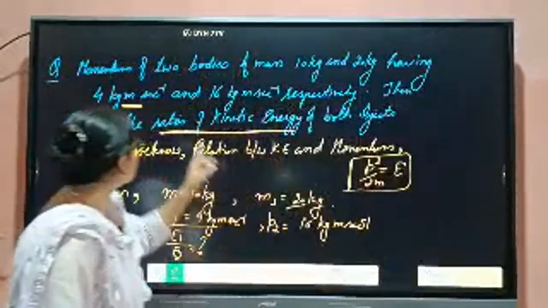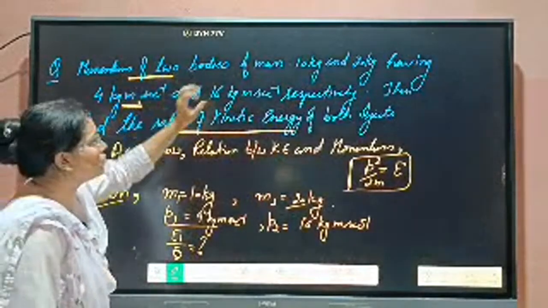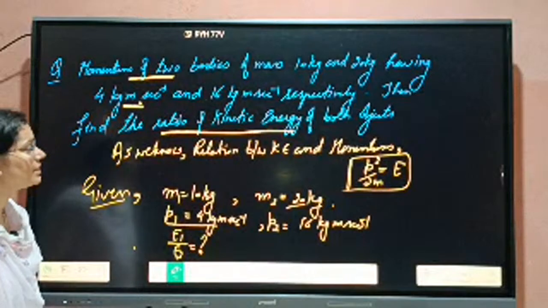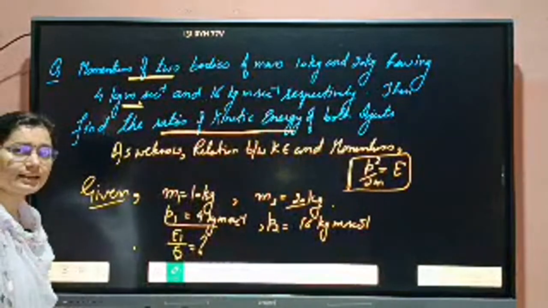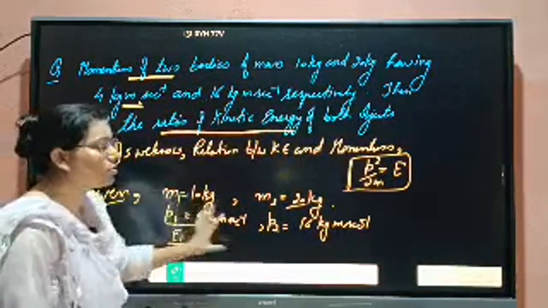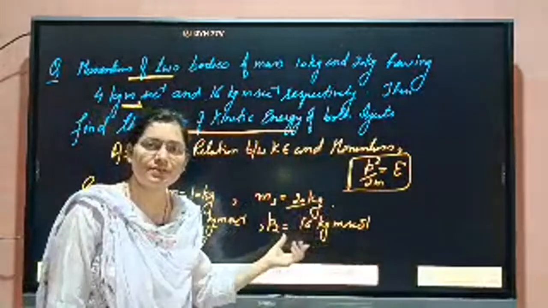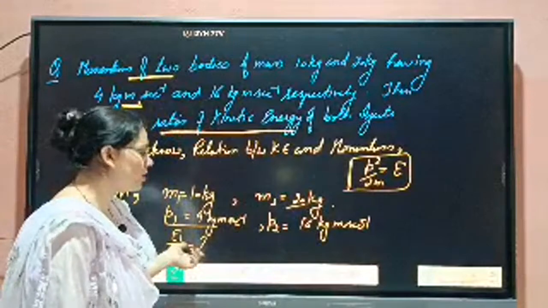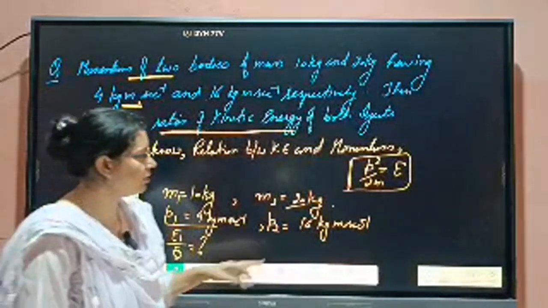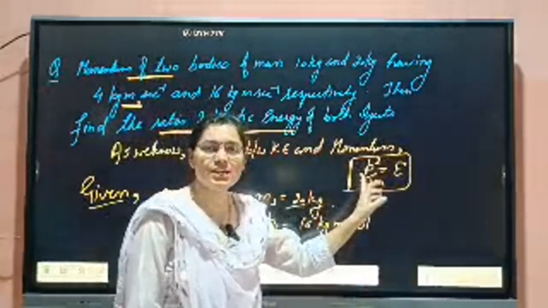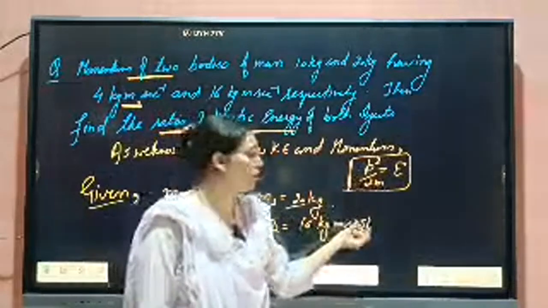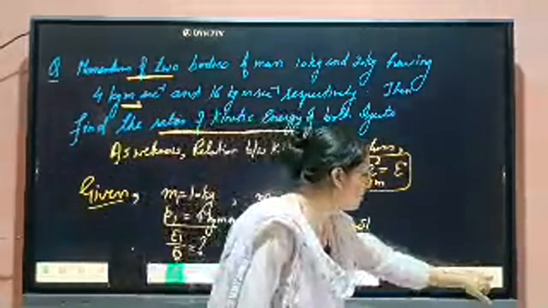Here your question is: momentum of two bodies, masses are given 10 and 20 kg, both momenta are given respectively, you have to find the kinetic energy. First of all, we write which terms are given, which quantities are given in our question. Then check which term you have to find out, the ratio of kinetic energy we have to find out. So write the relation between kinetic energy and momentum, that is E equal to P square by 2m. That is an important relation, beta, remember it.